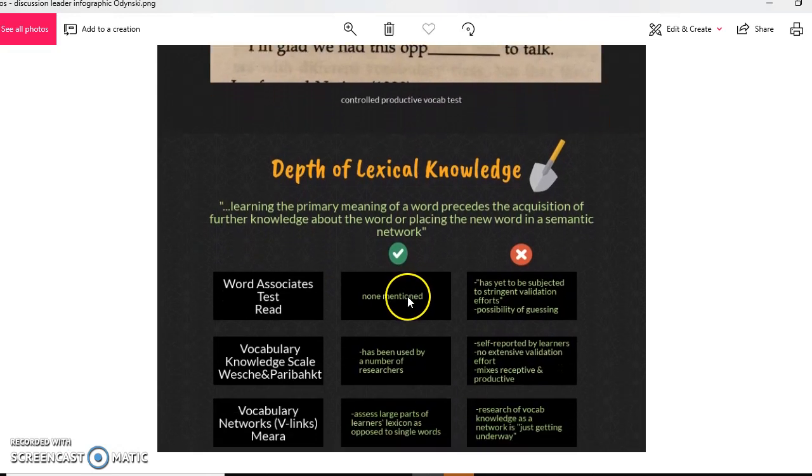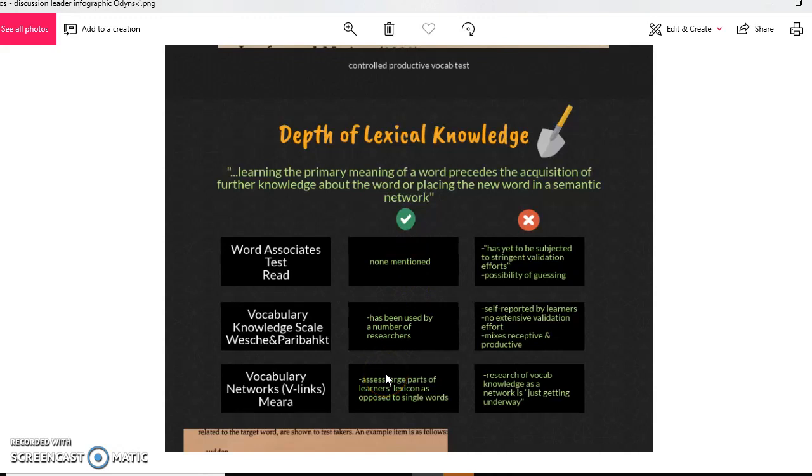Lastly, the last main area of vocabulary assessment is depth of lexical knowledge. I find it interesting, well actually necessary, to point out that the difference between vocabulary size, which was the last few tests, and depth of lexical knowledge is this quote right here according to our authors. The primary meaning of a word precedes the acquisition of further knowledge about the word or placing the new word in a semantic network. So basically knowing the meaning of a word is vocabulary size. And being able to use that word, say, within sentences or within context is depth of lexical knowledge. So being able to do things with that word, not just knowing the meaning.